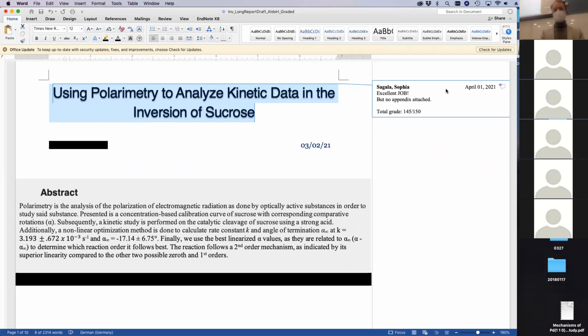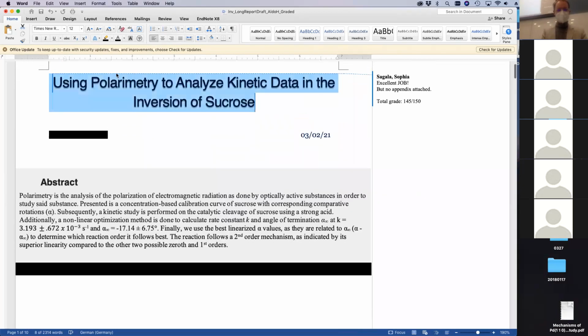Okay, so notice this lab report did not receive a perfect score because the appendix was not attached, right? So the section where you photocopy the pages out of your lab notebook. So that's just a reminder. Please make sure you include all the sections that are in the rubric in the syllabus. Otherwise, you won't get credit for those sections.